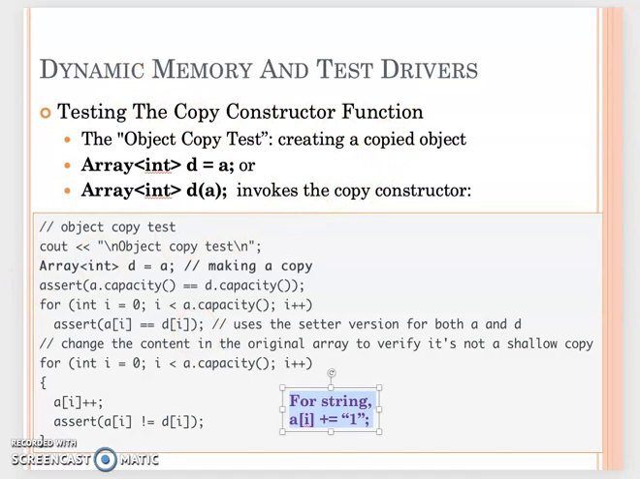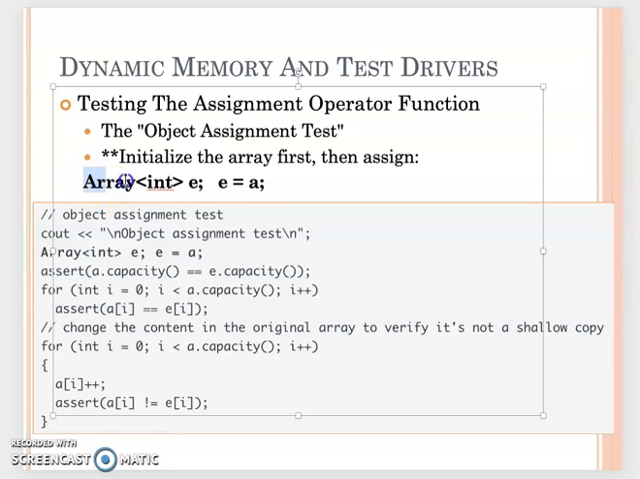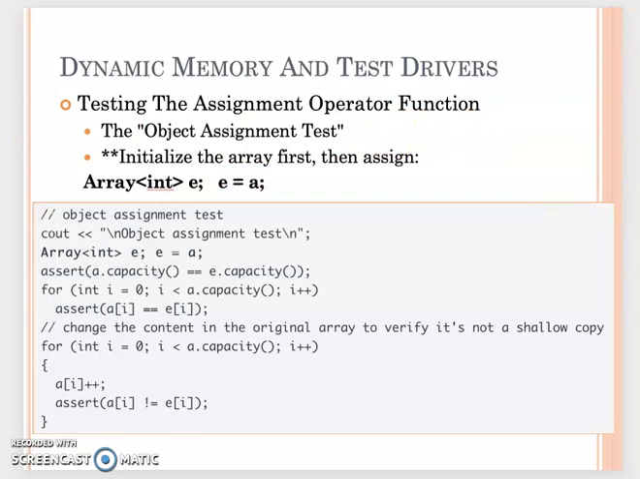So then you can guess the assignment operator will be similar. The difference is you need to initialize the array first, then we assign. That's why the second statement will call the assignment operator. When we do the assignment operator, the same thing, you need to create another array, E. If we already have A, we assign E equal to A.